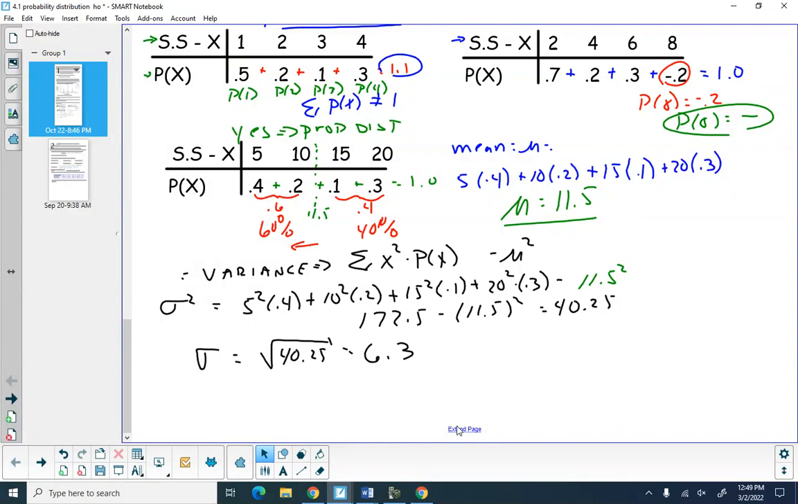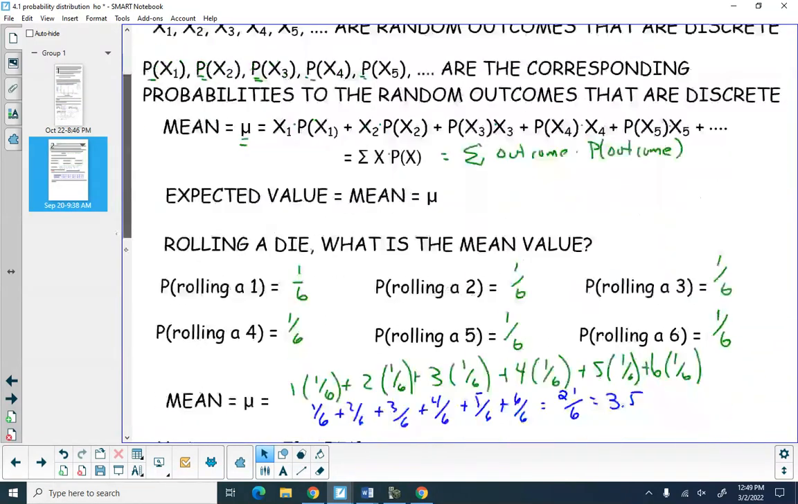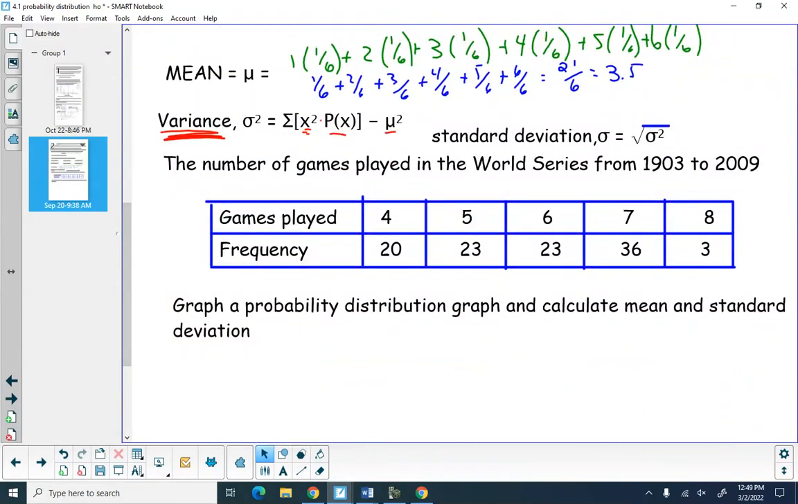Okay, you'll be asked to do this also in your homework for today. And if you don't get all this, you can always go back to the notes. I'll post the notes on Classroom, and you can look at the notes there. Let's take a look at one last type of problem.